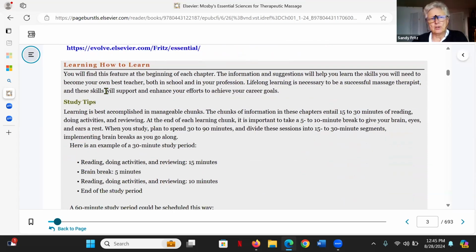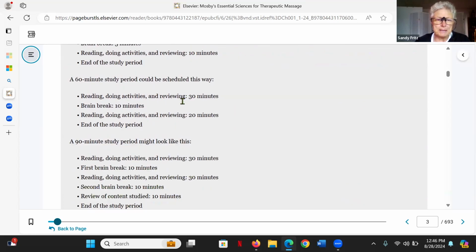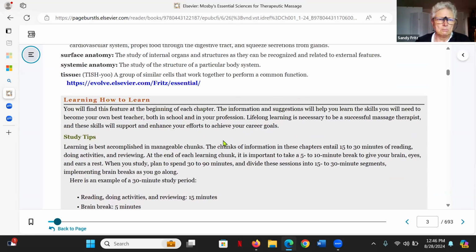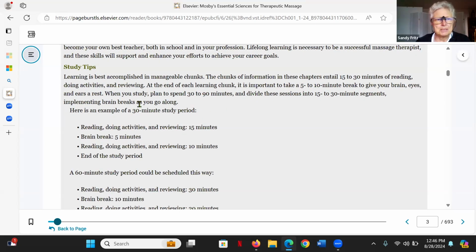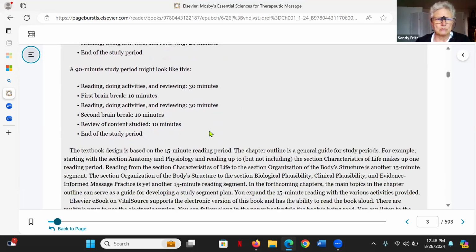Here is that learning how to learn feature that's going to show up in every chapter. This one is more succinct or more expanded, and it helps you set up a study strategy. In particular, breaking things up into a 15-minute to 30-minute study period. So your brain is gonna shut down after 15 minutes or so of reading. You need to do something else. You need to do one of the activities or get up and move around or something. So this is gonna lay this out for you.